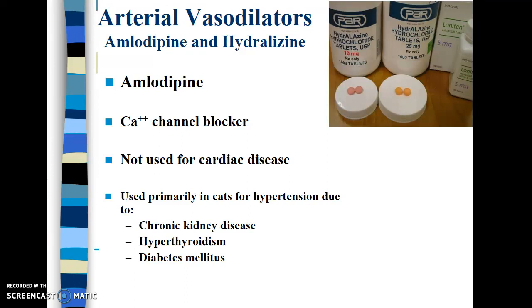We typically do that with their tails. Sometimes folks will do it with a forelimb, but tail is used quite commonly for measuring blood pressure. So we'll use it to bring that blood pressure down in these particular cases. So not used so much for cardiac disease, used for the hypertension secondary to these other diseases.